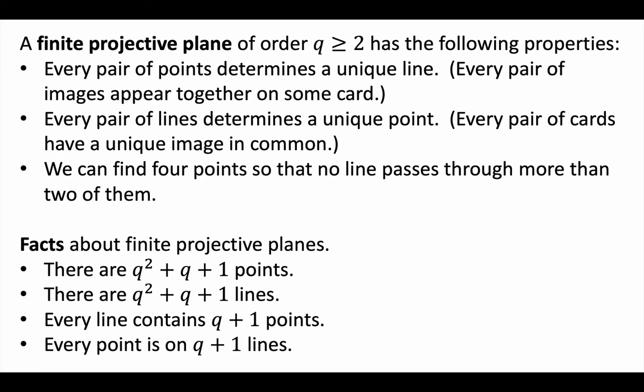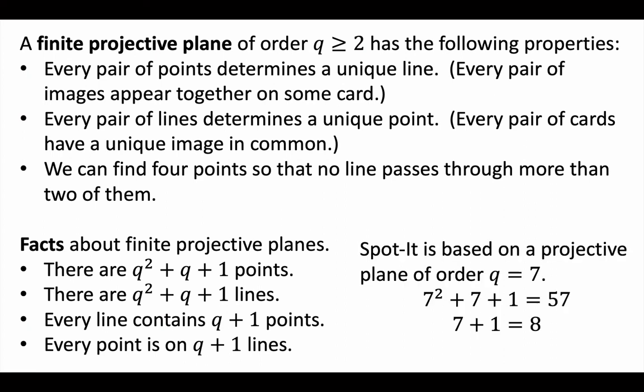Okay, so our Spot It game is an example of, or is based on, a projective plane of order 7. 7 squared plus 7 plus 1 is 57, which is equal to the number of cards and the number of images. And 7 plus 1 is the number of pictures per card and the number of times each image appears on some card. So it's really kind of interesting that this deep, rich mathematical thing called a finite projective plane could be used to create these Spot It cards.